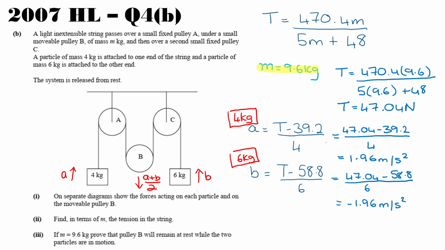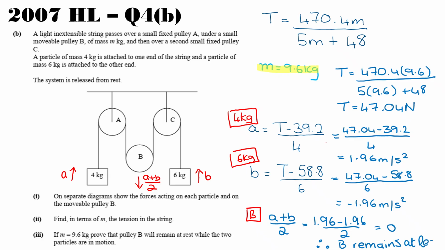What that means is for particle B, or movable pulley B, we are going to have an acceleration of (A plus B) over 2, which is going to give us (1.96 minus 1.96) all over 2, which gives us 0. Therefore, B remains at rest. So we just need to be very clear that the acceleration is equal to 0.